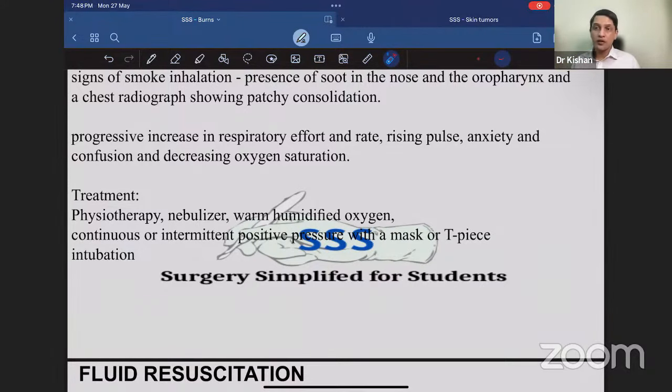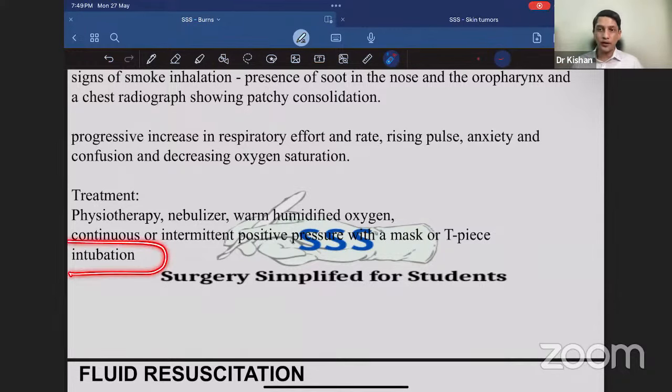If it is a severe burn, then you can put the patient on the ventilator and give continuous or intermittent positive pressure, either with a mask or TPs. If it is very severe, where the entire chest and neck area or even the face is burned, then it is better to do the intubation at the earliest.